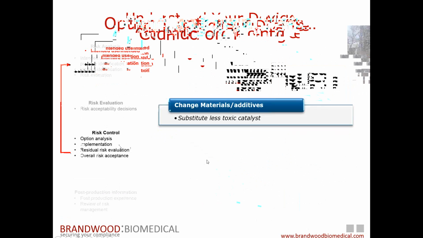We may need to reconfigure a mold in order to avoid the need for a mold release agent if we're getting problems from contaminations of mold release agents in a molded product. So they're design changes. We may need to change materials or additives, for example, substituting a less toxic catalyst. We may need to introduce manufacturing controls to mitigate risks.